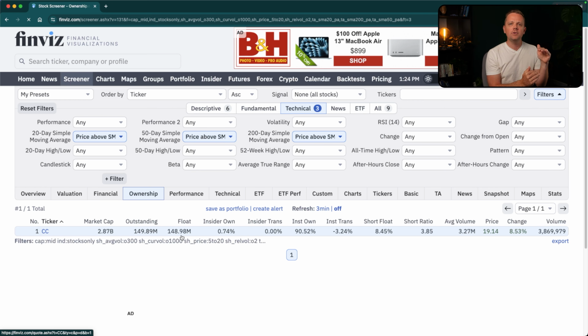A smaller float means when the buying pressure finally hits, there are fewer shares to absorb that buying pressure, which can create a faster, bigger move and higher upside.